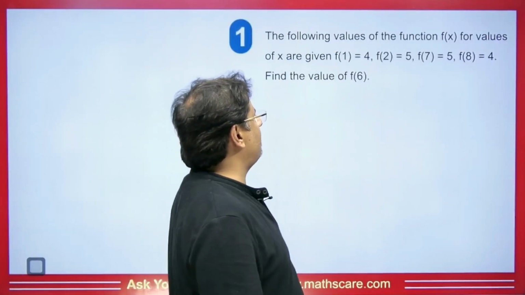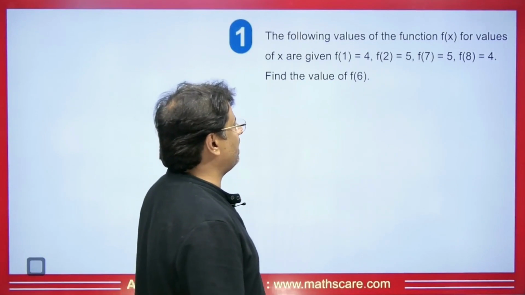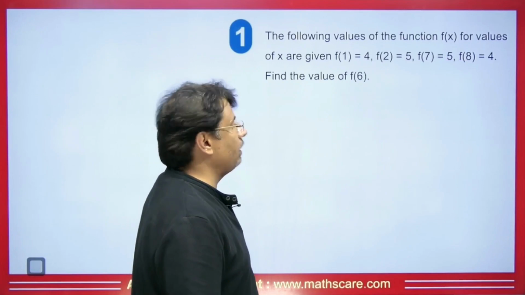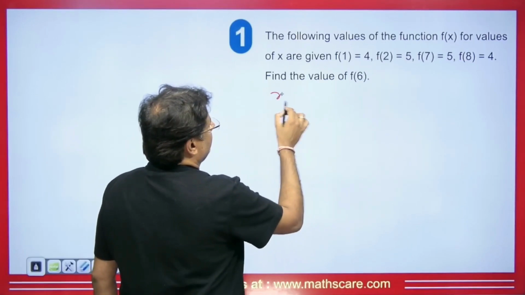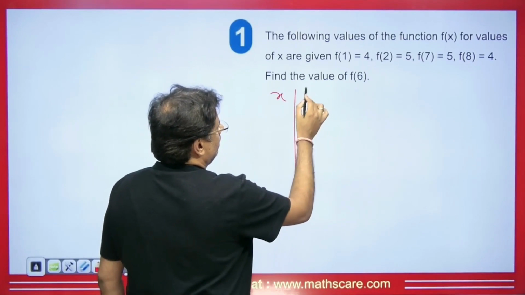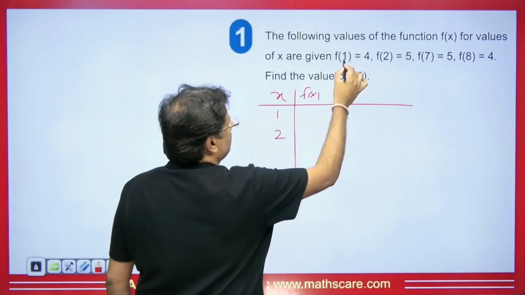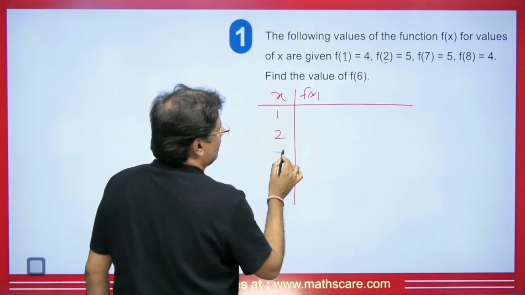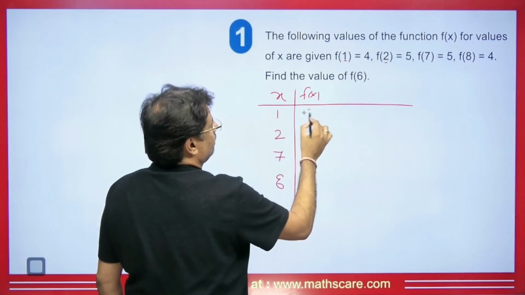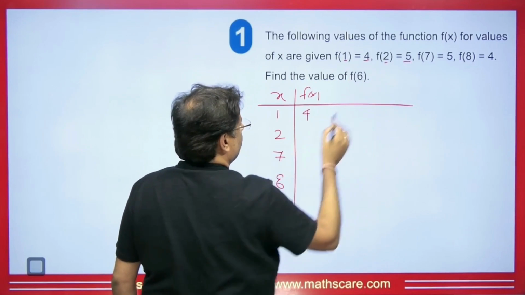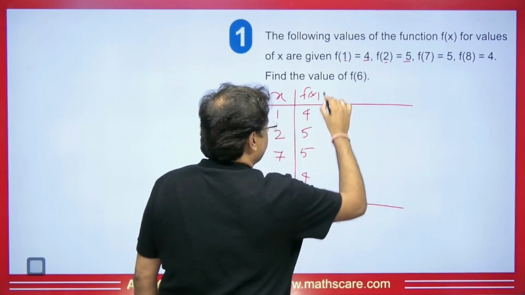Now a practice question. The following are values of the function f(x) for given x: f1 is 4, f2 is 5, f7 is 5, f8 is equal to 4. Find the value of f6. Here how we will do this, if we are asked to find the value using Newton divided difference, then this will be x. This will be f(x) here. The value of x is 1, this inside is the x value. This will be 7, then this will be 8. This value is given. Now the corresponding value here is 4, right? On 1 it's 4, on 2 it's 5, right? We will write this here, then this will be 5 and this will be 4.